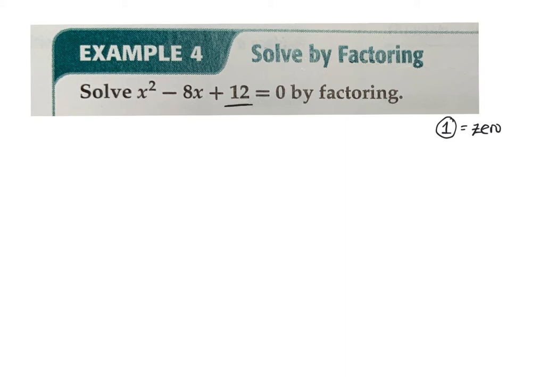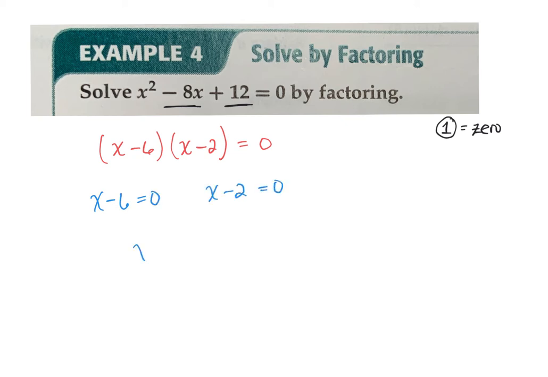Factors of 12 that multiply to give you positive 12 and add to give you negative 8. 6 and 2. Right, so 6 and 2, and they both have to be negative, right? And so I'm going to say x minus 6, x minus 2, all right, equals 0. That's my factoring. All right, once I have that, it's really simple. Set each factor equal to 0. X minus 6 equals 0, x minus 2 equals 0, so x is going to equal 6 or 2.